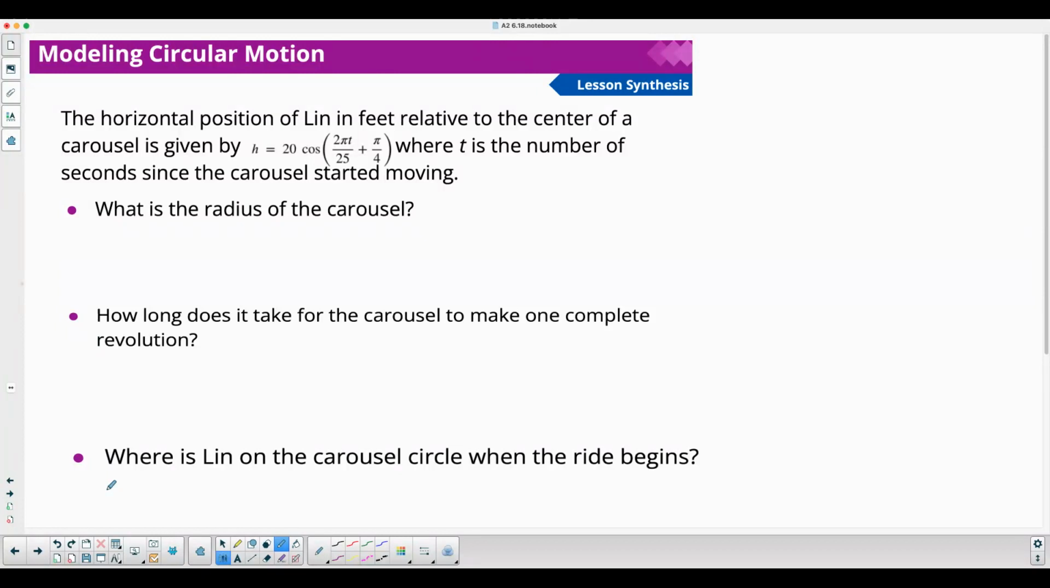Synthesis here. The horizontal position of Lynn in feet relative to the center of a carousel is given by this function, where t is the number of seconds since the carousel started moving. What's the radius? The radius is going to be equal to the amplitude, 20 feet. Amplitude is that number right in front. How long does it take to make one complete revolution? Again, we are looking for period.